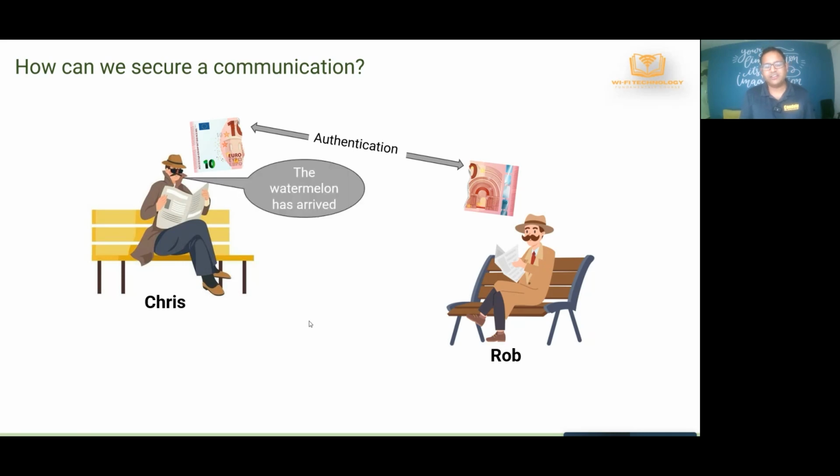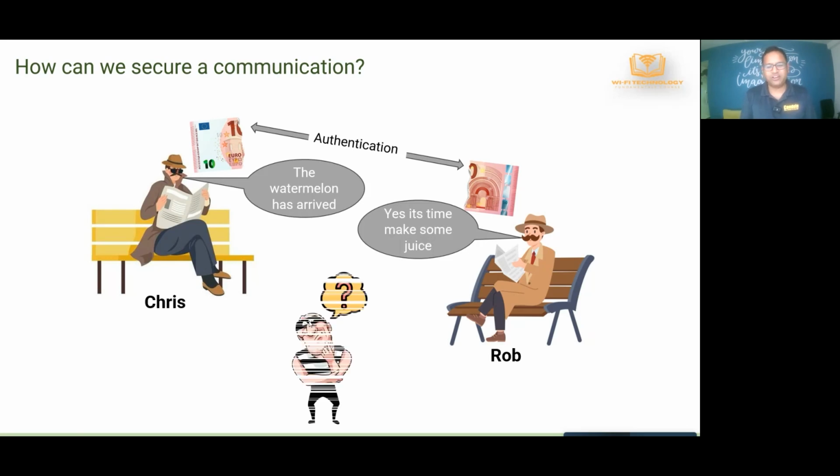Instead of doing that, Chris can speak in some form of a code language. In this case, Chris is saying the watermelon has arrived, and Rob says, yes, it's time to make some juice. And then we have our intruder who's sitting here, and he's trying to understand, what are they talking about? I don't understand what they're saying. Now, what Chris said, Rob understood, and Chris understood that Rob understood what he was trying to say. And they are able to communicate with each other in coded language, and the intruder is not able to understand what they're saying to each other.